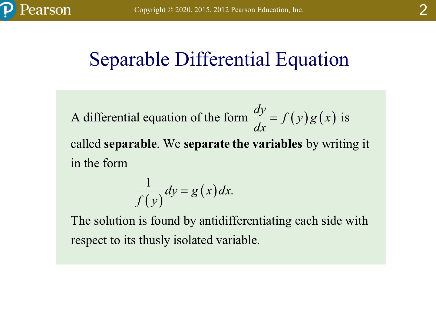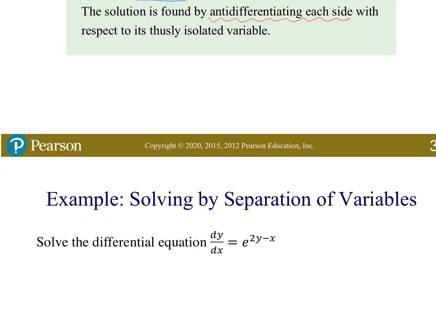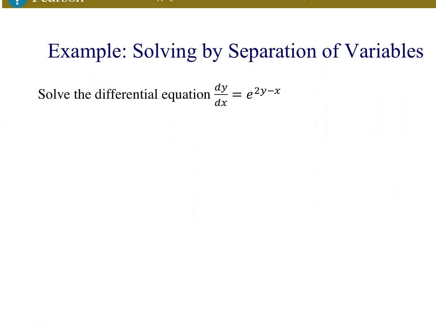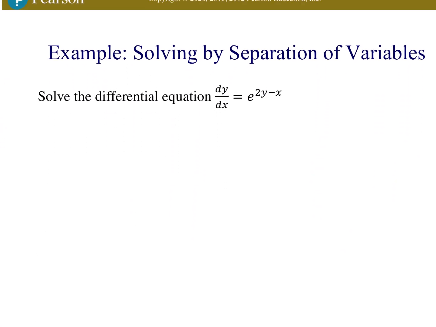So we take all the dy terms and we separate them onto one side, and then we take the x terms and we separate those onto the other, and then we anti-differentiate each side with respect to its variable. All the y's will get an antiderivative on their side, and all of the x's will get an antiderivative on the other. We'll just practice this as review. You've seen this before, but let's take a look.